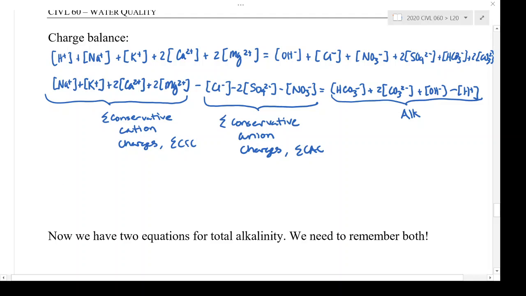And an important assumption to note here is that we're considering only one weak acid system, and that's the carbonate system. And that's a pretty good assumption in most natural waters. And some systems, like in anaerobic digesters, you have to consider other weak acid systems, but here we're only including the carbonate system, which is good for rivers and lakes and groundwater in general.